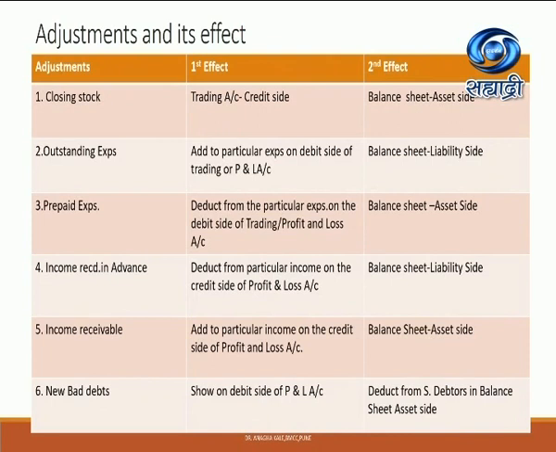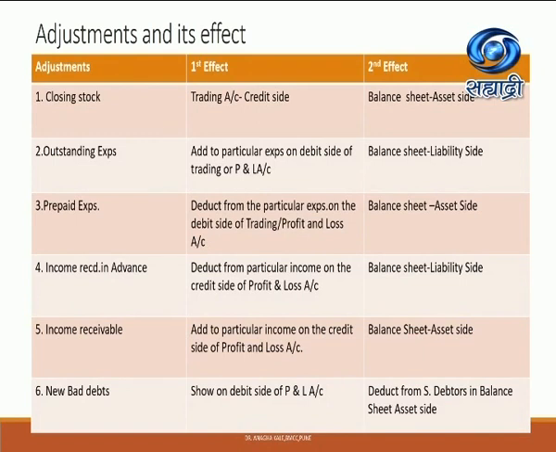Then in the same way, the adjustment is related to income also, that is income received in advance. Now this is pre-received income. For this income, services are not yet provided by us, but the amount is already received, that is pre-received income. So as this income is not related to the current year, we have to deduct it from the P&L account on the credit side, and the second effect, balance sheet liability side, as we are liable to provide the service for this particular income which is received in advance.